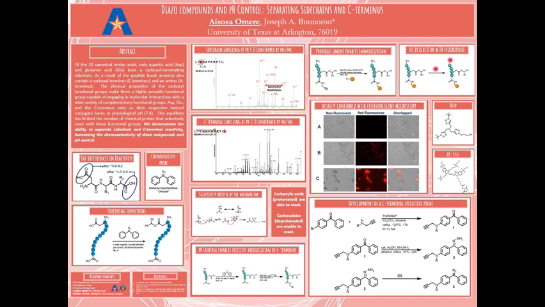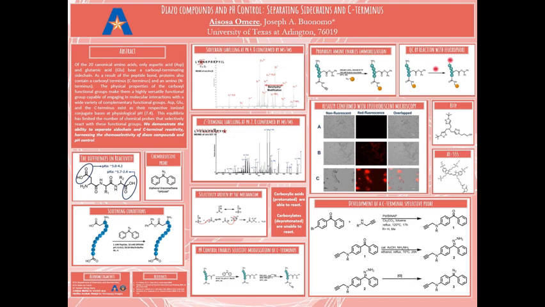Of the 20 canonical amino acids, only aspartic acid and glutamic acid bear a carboxyl terminating side chain. As a result of the peptide bond, proteins also contain a carboxyl terminus, otherwise known as the C-terminus, and amino terminus, or the N-terminus. The physical properties of carboxyl functional groups make them a highly versatile functional group capable of engaging in molecular interactions with a wide variety of complementary functional groups.